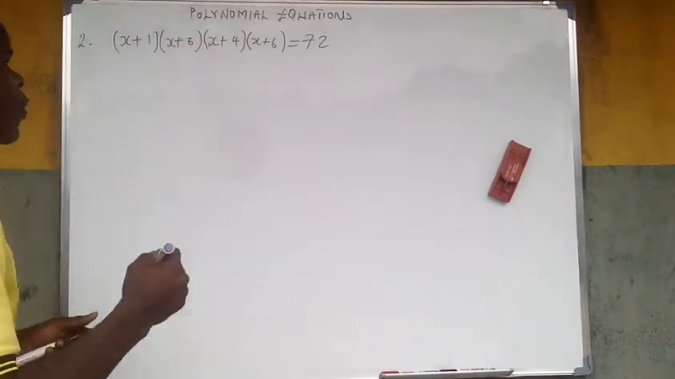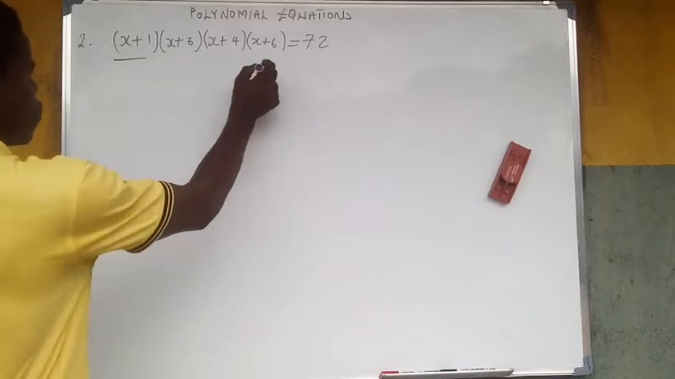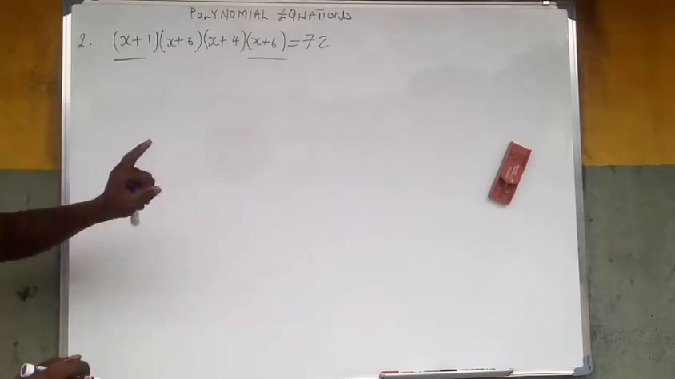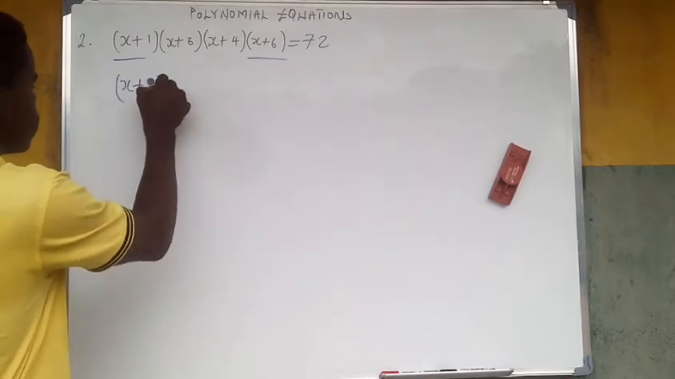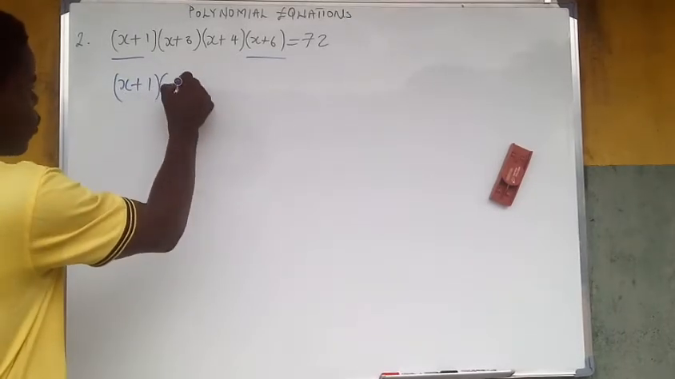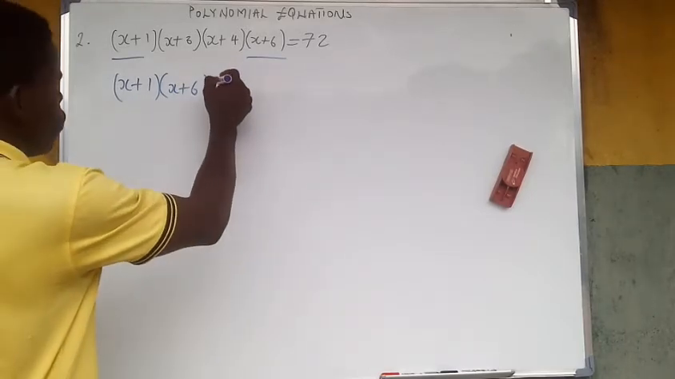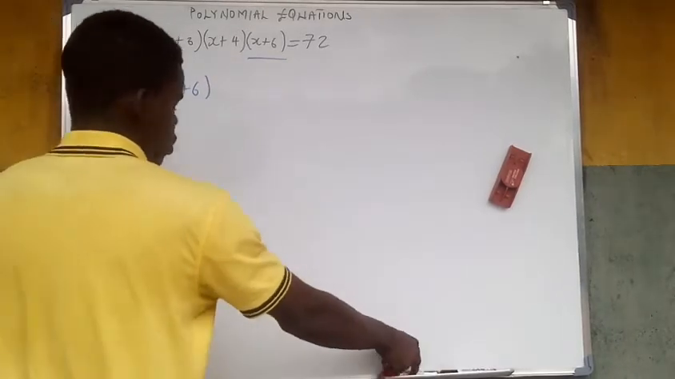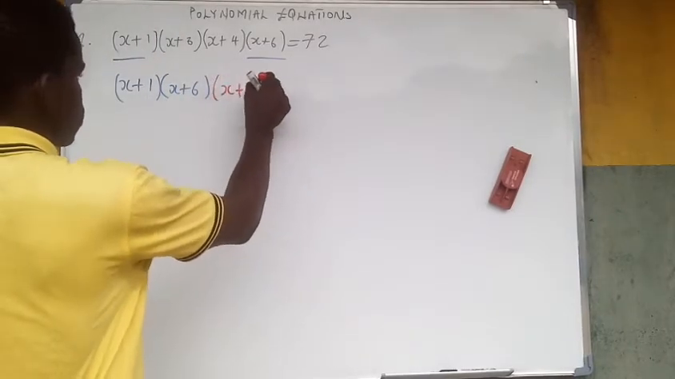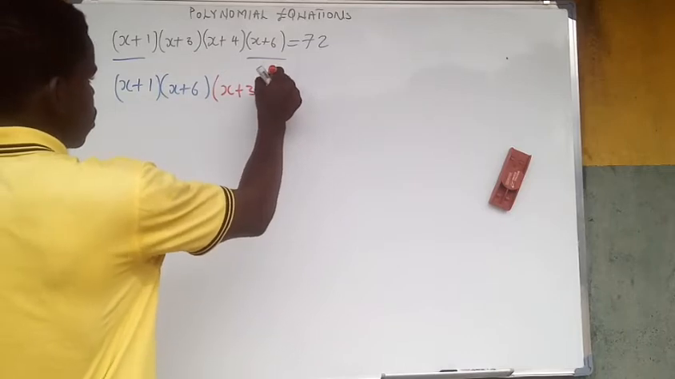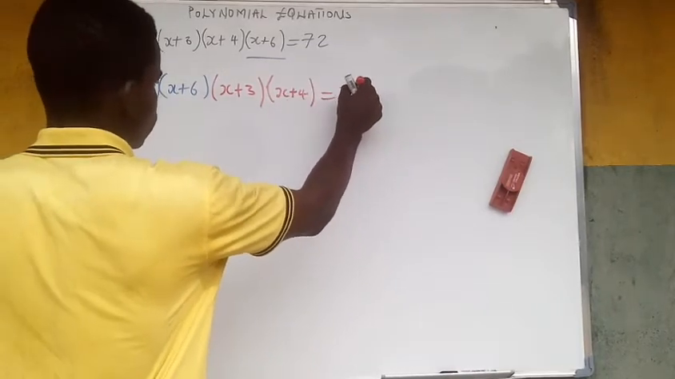I'm going to start solving this by rearranging. Grouping, taking this and this together first. So that will be x plus 1 times x plus 6. Okay? Then, go on with the other two, say x plus 3 times x plus 4 equal to 72.